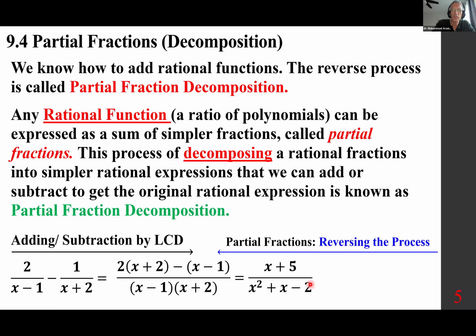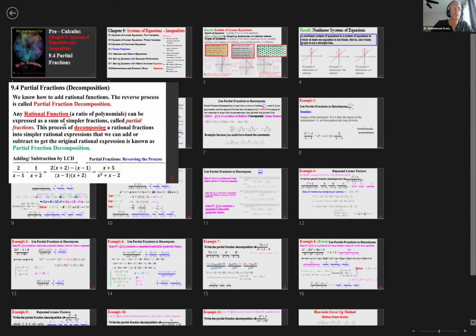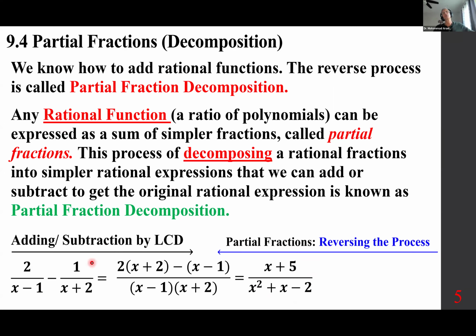What if we are given this and we are asked to come up with that. This partial fraction is reversing the process. Given x plus 5 over x squared plus x minus 2, we want to end up with two simpler fractions, 2 over x minus 1 minus 1 over x plus 2. That's the concept of partial fractions.